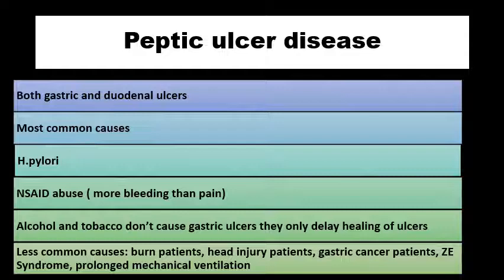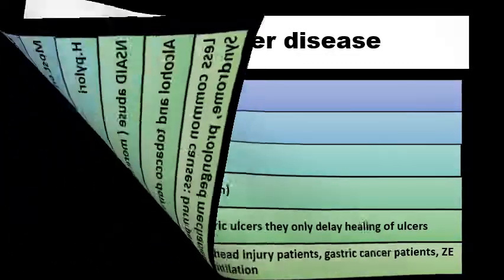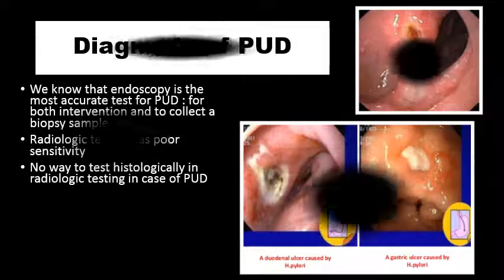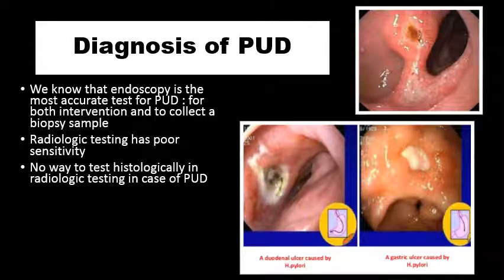Less common causes of PUD are burn patients, head injury patients, gastric cancer patients, who normally have gastric ulcers, Zollinger-Ellison syndrome, and prolonged mechanical ventilation. All of these cause peptic ulcer disease. Diagnosis of peptic ulcer disease.